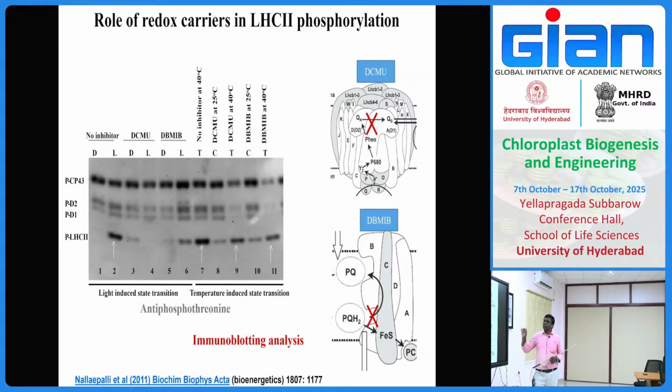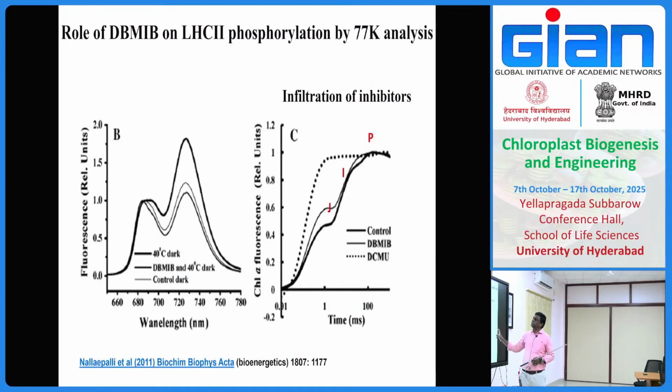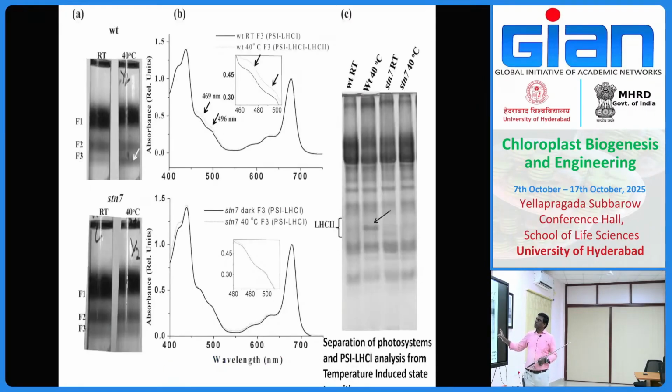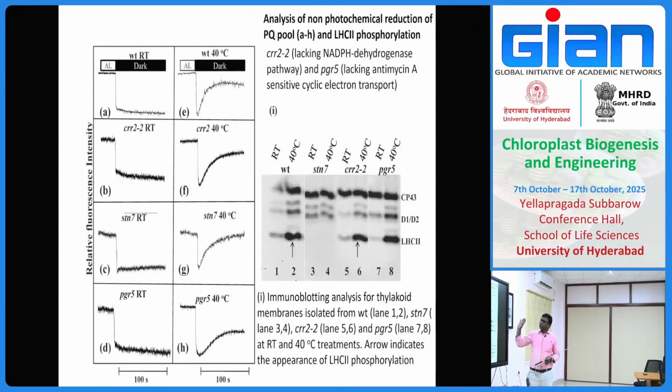This is where we showed what kind of signal is coming and where it is coming from. DCMU and others can inhibit the phosphorylation to show many things. I'm not going to discuss this one. Then we showed the migration. You can nicely see that LHC2 is getting phosphorylated at 40 degrees. These are the purified complexes from sucrose density gradient, and we showed several other parameters to understand.